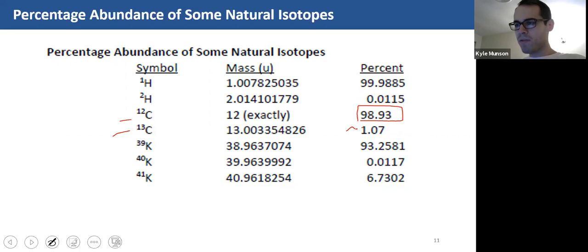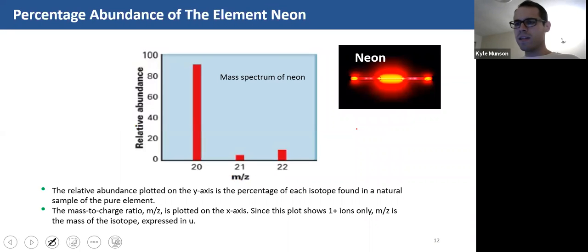Like I said on the first slide, what we want to be able to do now is calculate the atomic mass of an element given the relative abundances of different isotopes. What do I mean by that? Here's an example, the percent abundance of the element neon. The relative abundance of each isotope is plotted on the y-axis. If you just found some neon out there, this is the relative abundance of each isotope.